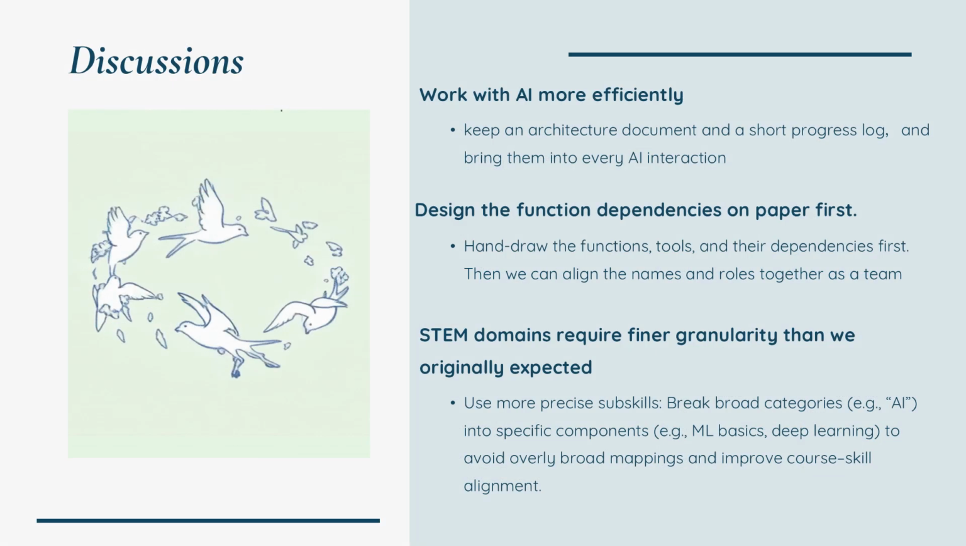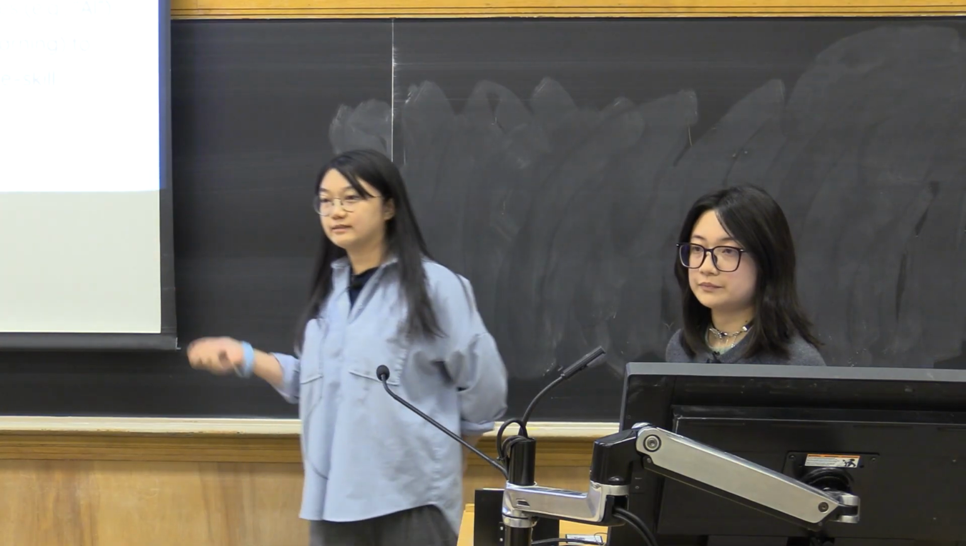In terms of what we learned, next time we will keep an architecture document and a short progress log in every AI interaction to avoid unexpected changes. And we will design the function dependencies on paper first. And yes, that's it.